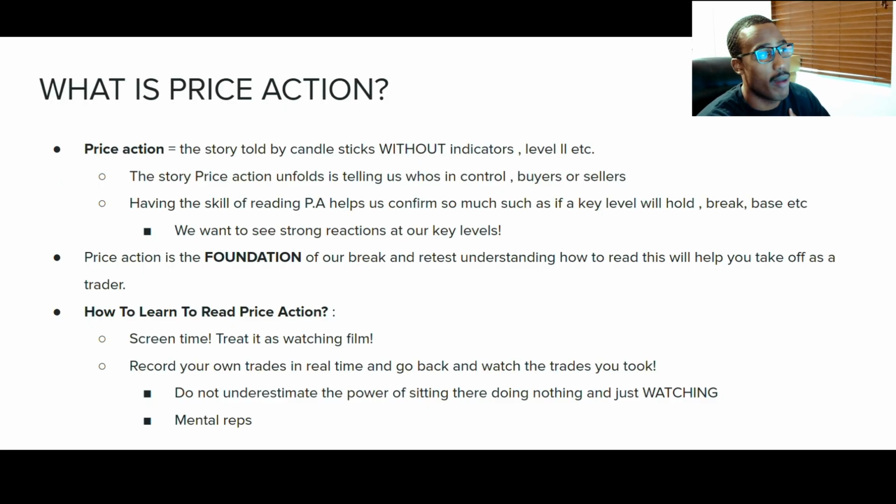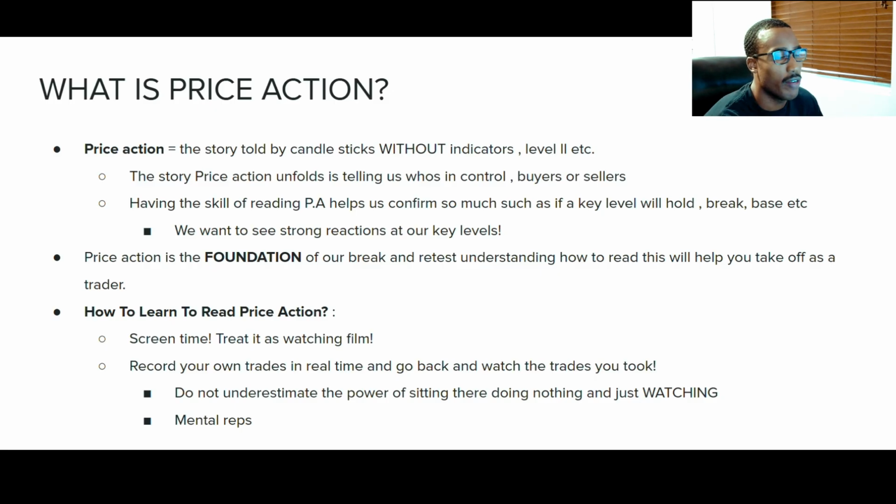Price action, and keep in mind this is in my own words, is the story told by candlesticks without indicators, level twos, Fibonacci, all those other things. As you know, I always say, life is what you make it, trading is what you make it. Trading can be very easy, it can be very simple, or it can be hard and difficult. The choice is really yours. As you develop your skill and move on in your trading journey, you'll realize that trading can be very easy and simple if you choose it to be. So you see me trade, you see nothing on my chart except for key levels and raw price action. That is it. Nothing on my chart but key levels.